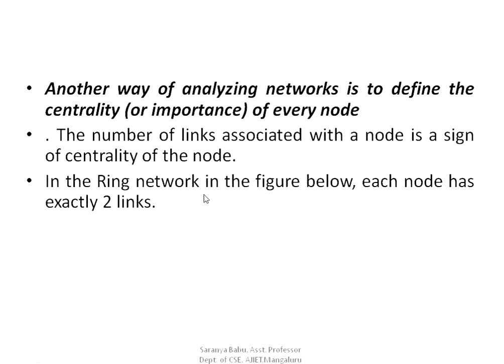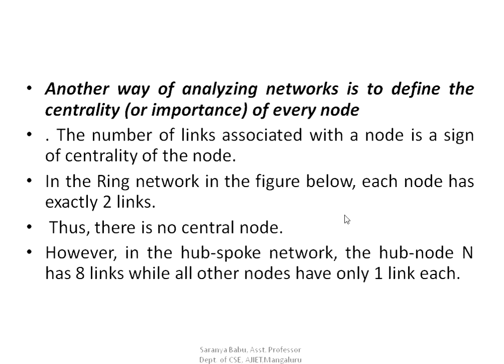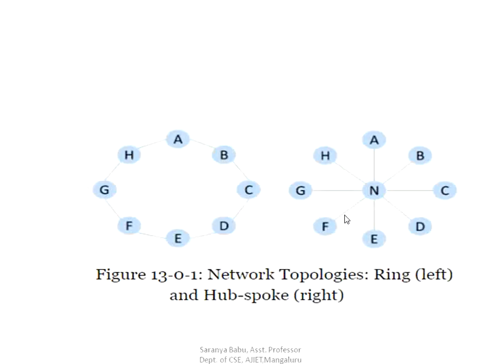So in the ring network, in the figure below, each node has exactly 2 links. Thus, there is no central node. However, in the hub-spoke network, hub node N has 8 links, while all other nodes have only 1 link. So the node N has higher centrality. This is the example of a ring network, and this is the example for a hub-spoke network.